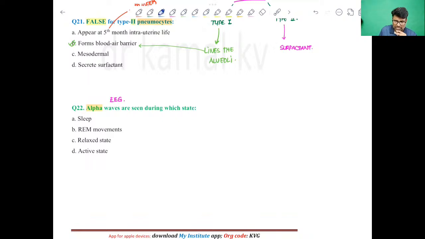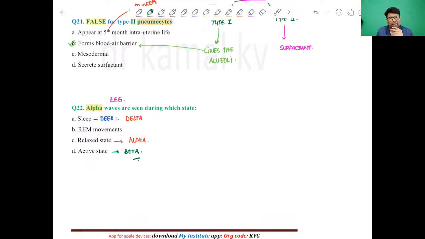Now in sleep, again especially during deep sleep, we find delta waves. Clear? Yes, relaxed state, this is alpha, and active, this is beta, right?